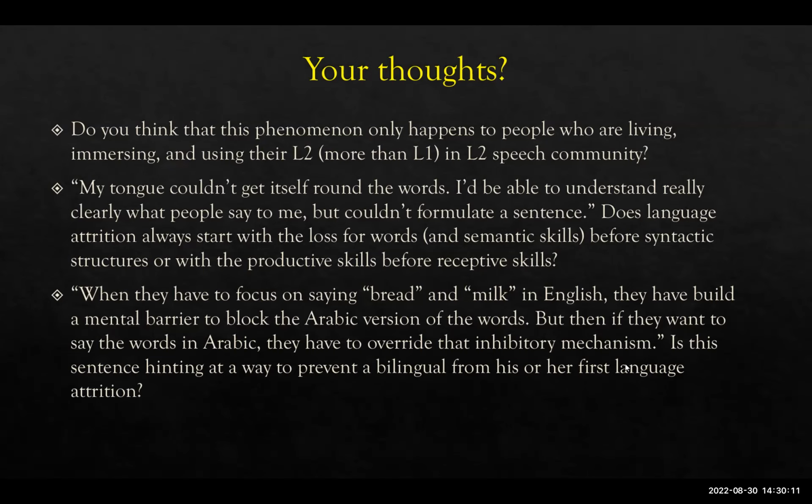So if a person can practice and master that, it means allowing the natural translation to go through your brain every time you process language. That's one thing. And the second step is to decide when to use what. If you master this kind of mechanism, do you think it will prevent a bilingual from first language attrition? Any other ways to prevent that?